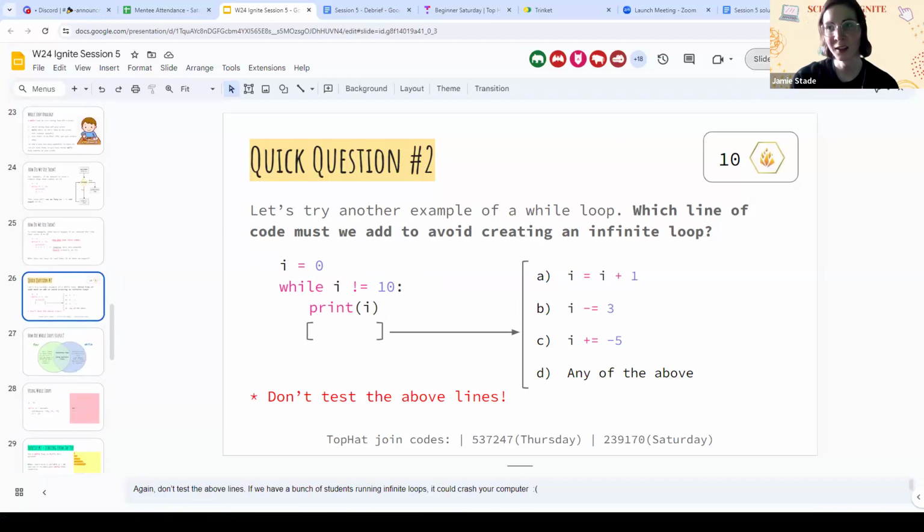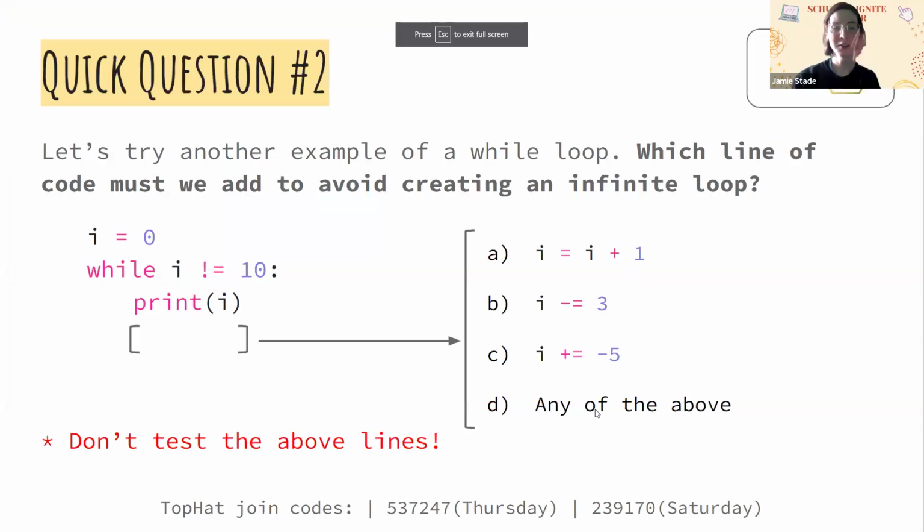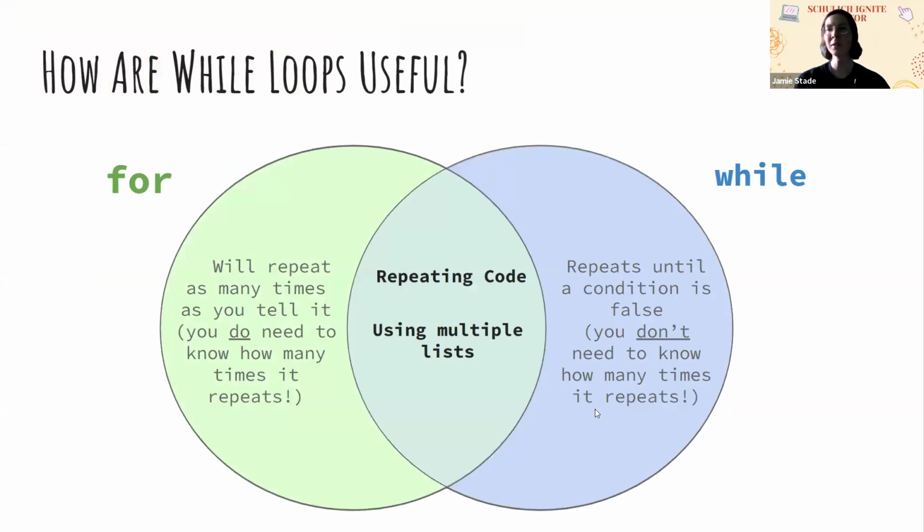All right. As we can see, while loops are very useful for when we don't know how many times we need code to repeat. For loops will repeat as many times as you tell them to, so you need to know how many times it will repeat. You're usually repeating over a certain list or a certain range or a certain number of times. With while loops, you might not know how many times they need to repeat, so you give it a condition and say repeat while this condition is true.